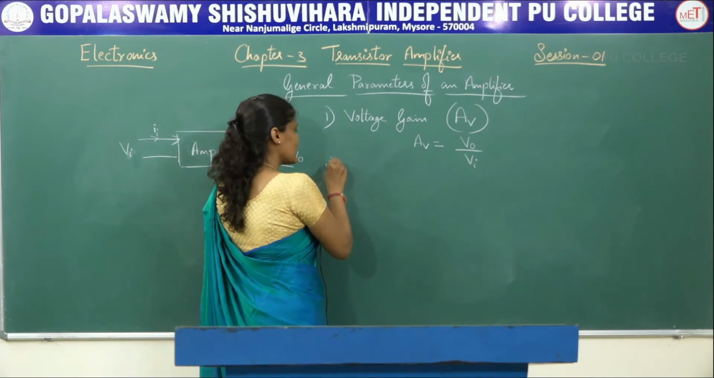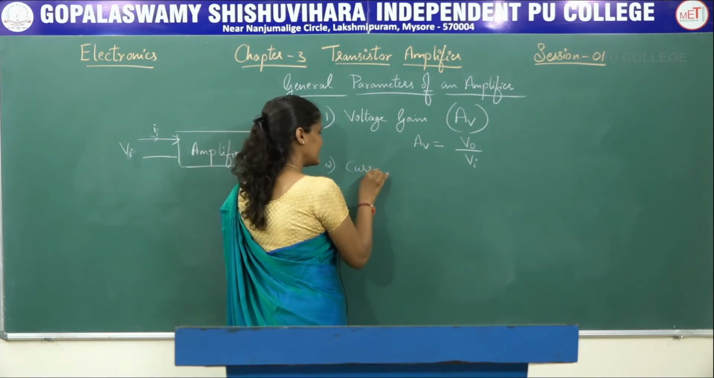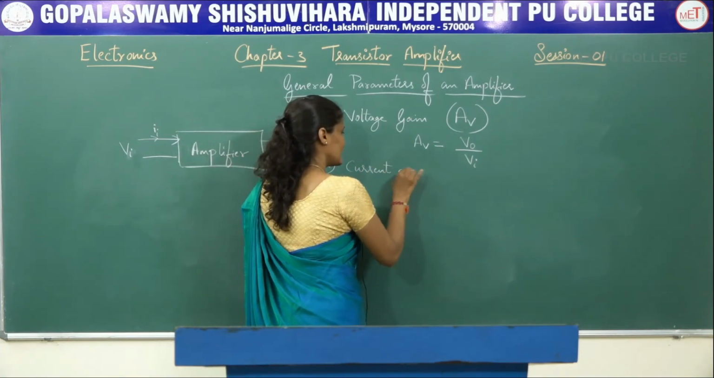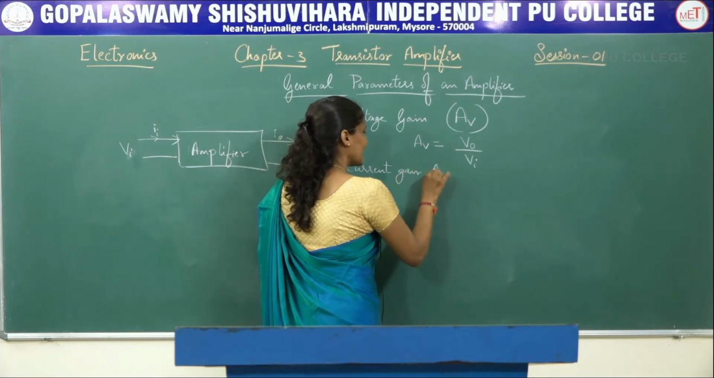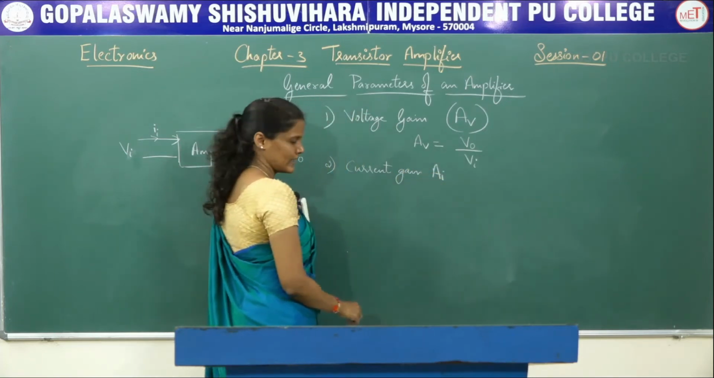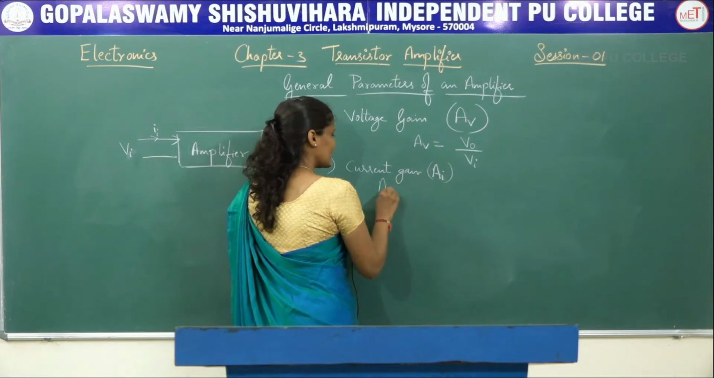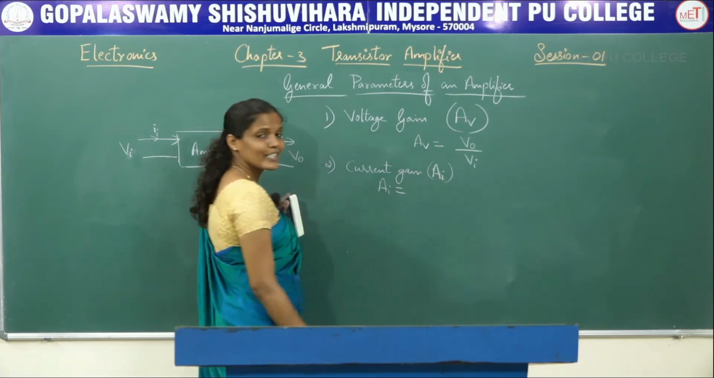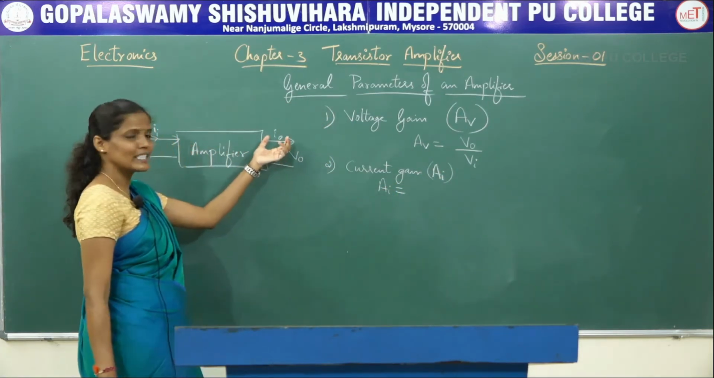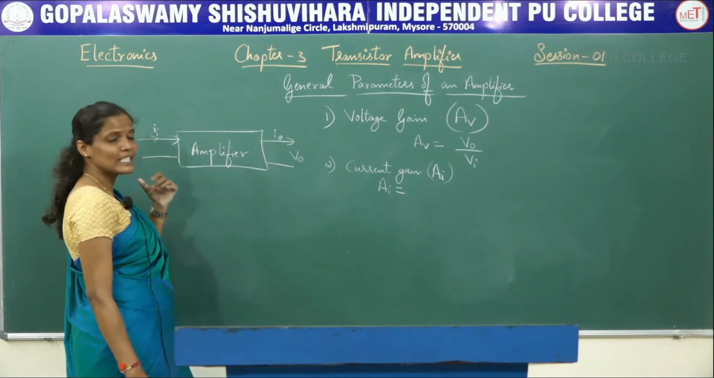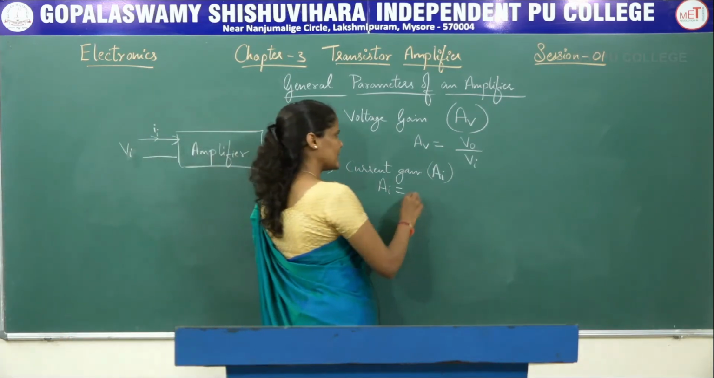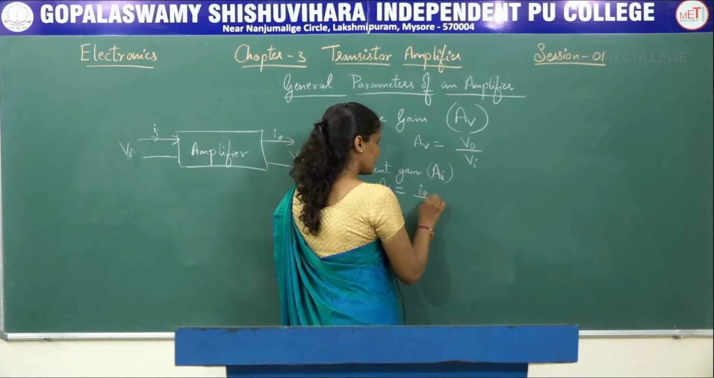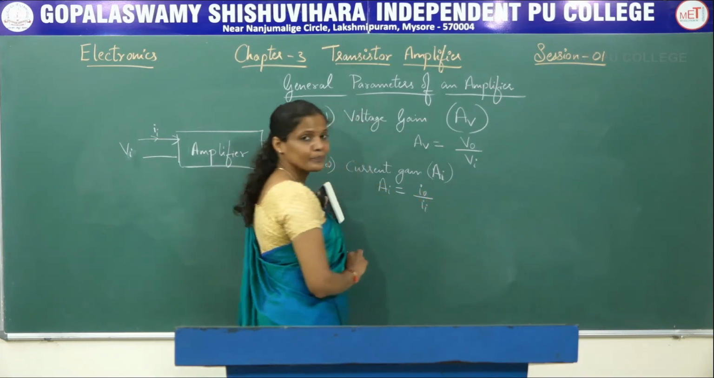Similarly, the second parameter is the current gain, which is denoted by AI. I stands for current. It is nothing but the ratio of output current to the input current. Output current is nothing but Io, input current is Ii. So, AI will be equal to Io divided by Ii.